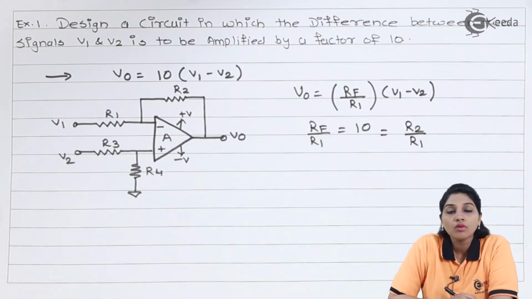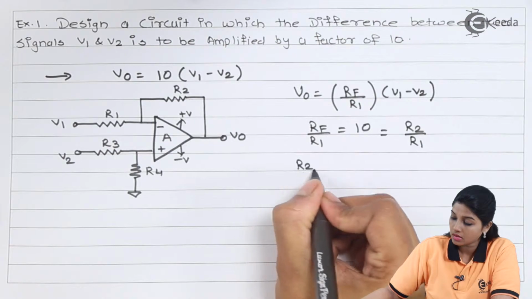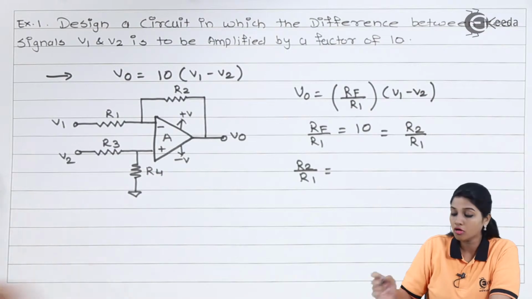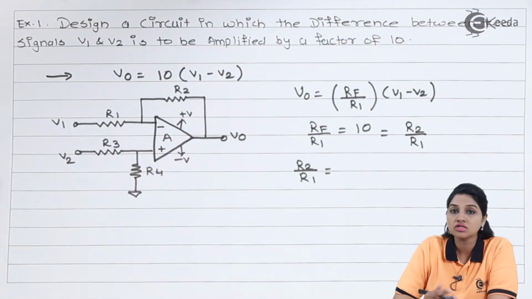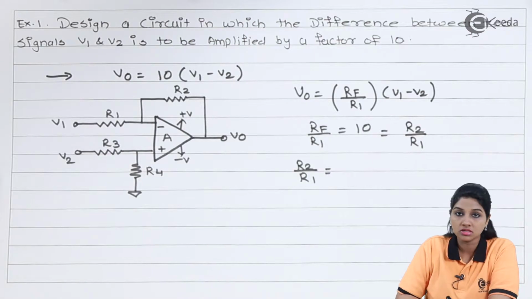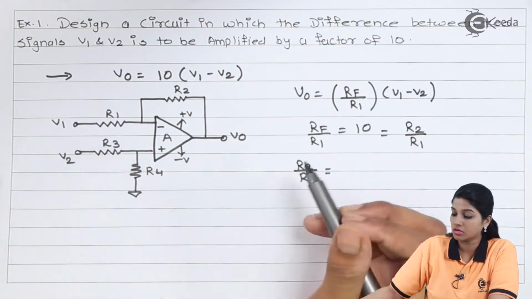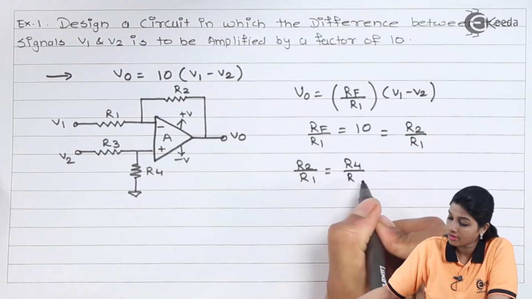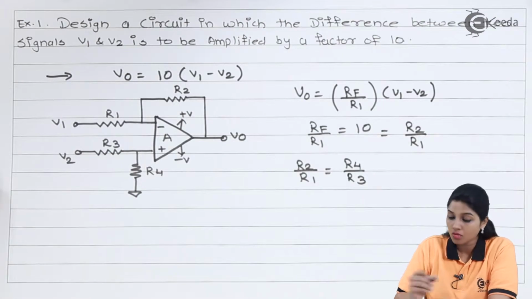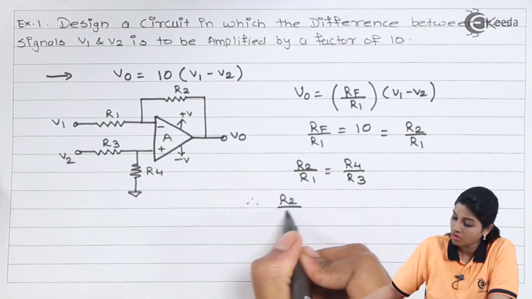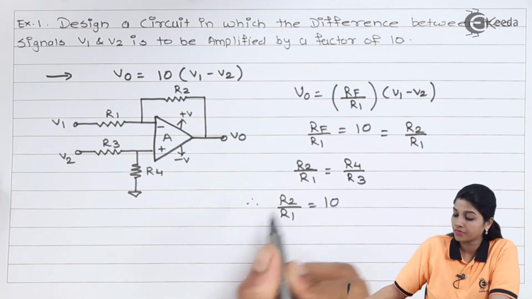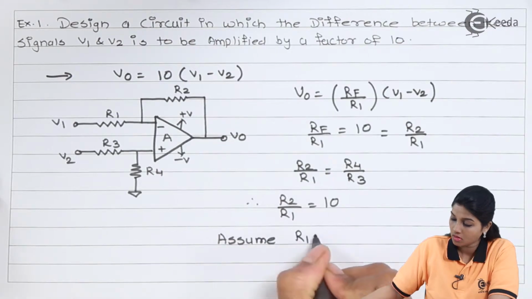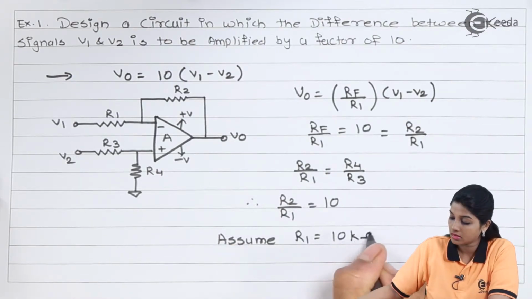Now if we consider this equation, R2 by R1, we know that the value of R2 and R4 is same because both are considered as RF only, and R1 and R3 is same because both are considered as input resistance only. So the same R2 by R1 can be written in the form R4 by R3. So now we have R2 by R1 is equals to 10. So let's assume R1 equals to 10 kilo ohms.